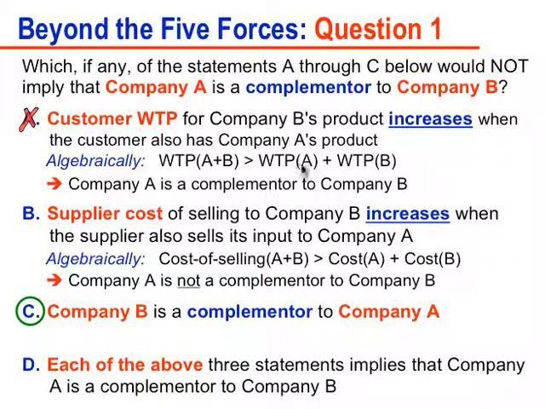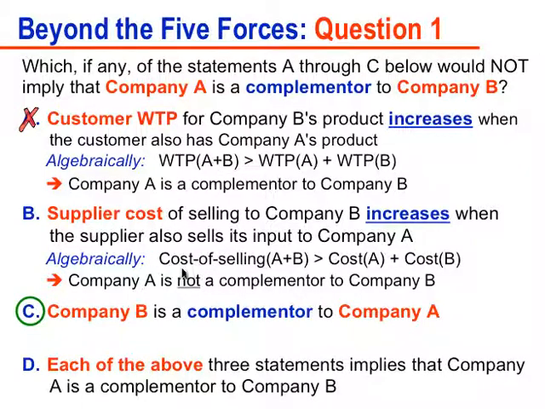Which statement again would not imply that company A is a complementor to company B? So we're asking the question: if company B is a complementor to company A, does that also mean that company A is a complementor to company B? Do we have a reflexive property here? Well, let's look at it algebraically. Here's what we have for demand side complements: the willingness to pay for A plus B is greater than the willingness to pay for A plus the willingness to pay for B. Well, if you switch the A's and the B's in this equation, yes, if A is a demand side complement to B, then B is a demand side complement to A.